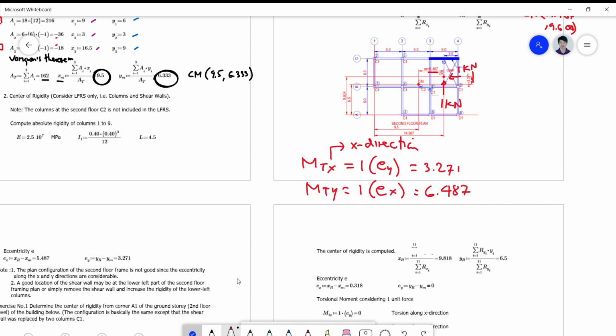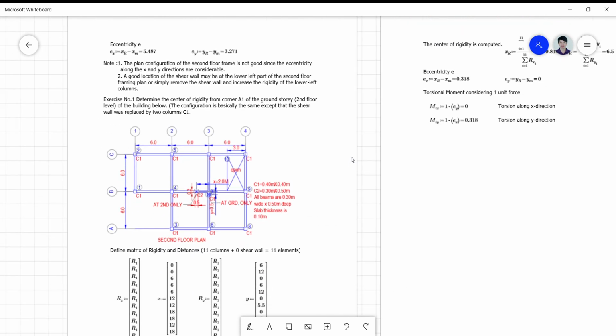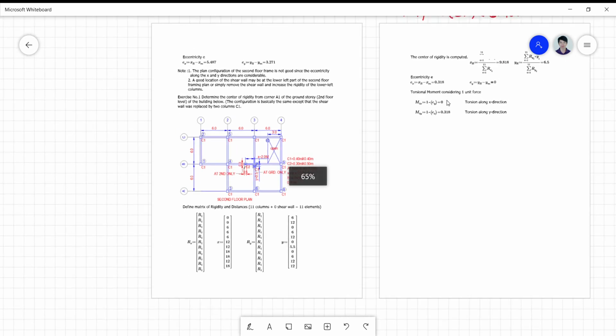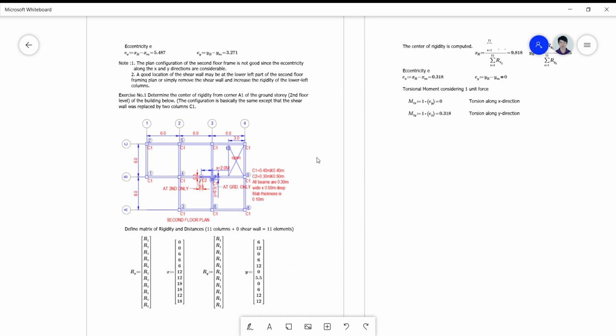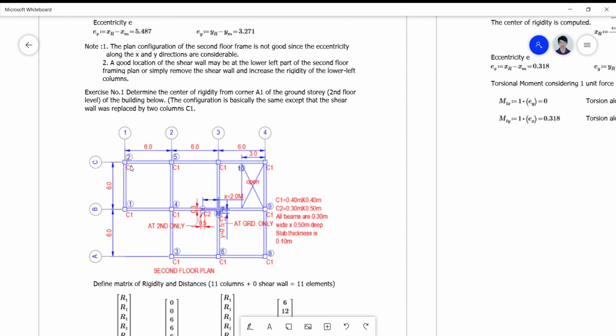Okay, so I have here now another sample exercise, but I want you to do it on your own. So you just check your answers here. Okay, so we have here almost the same second floor plan. I just removed the shear wall, and I think everything is the same except that the shear wall is gone here.